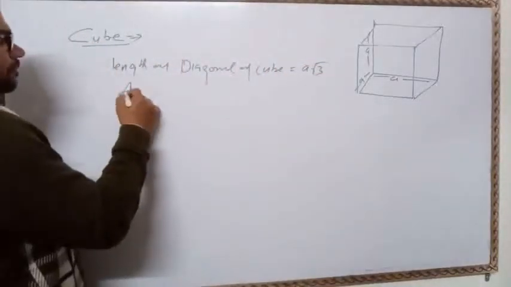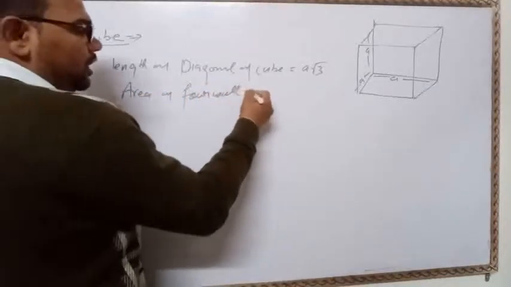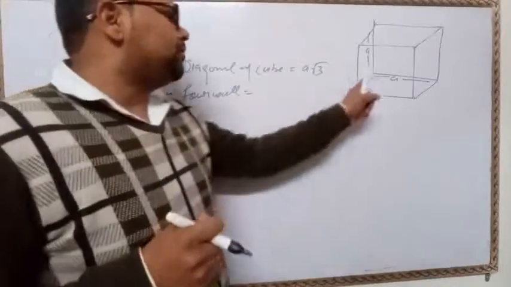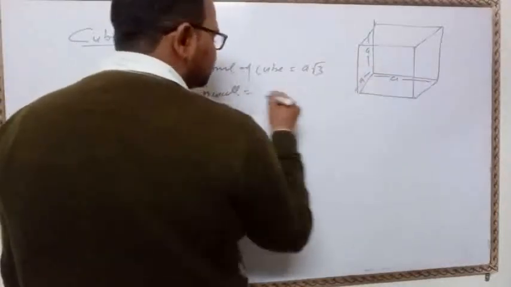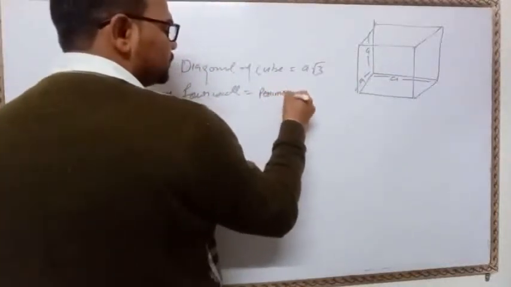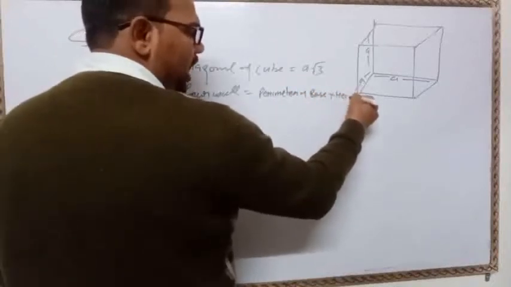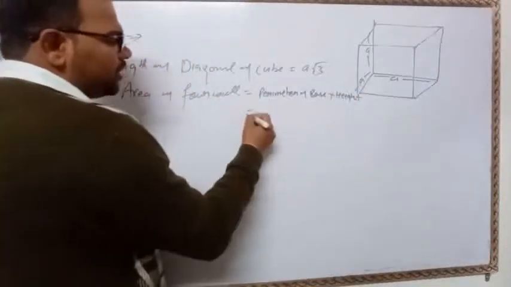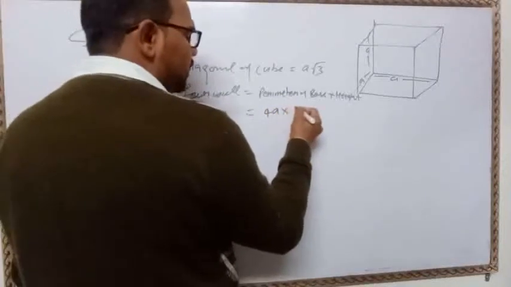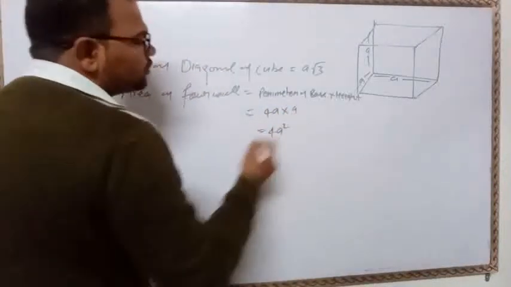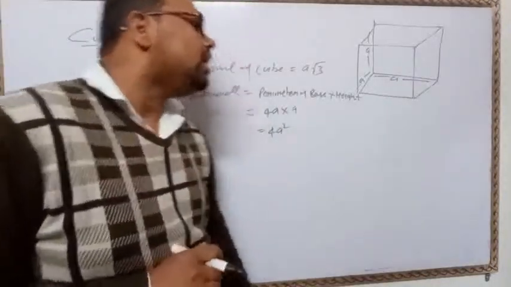Next, area of four walls. Area of four walls means perimeter of base into height. What is the perimeter of base? As we know very well, the base is a square, so perimeter is 4a into a. It is equal to 4a square. It means area of four walls of the cube is 4a square.